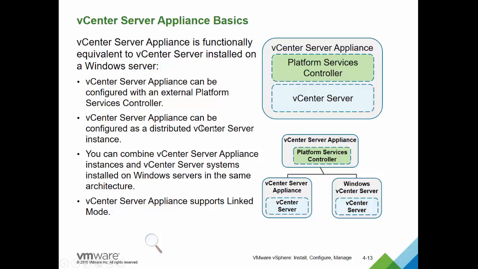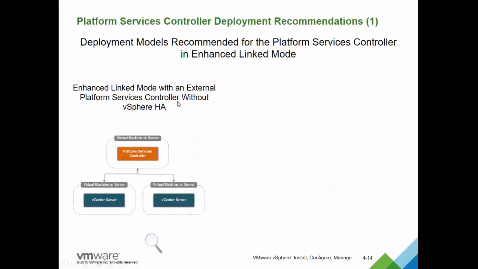So vCenter Server Appliance can be configured as a distributed vCenter Server instance. You can combine vCenter Server Appliance instances and vCenter Servers. So in one branch you installed it as a separate virtual machine, an appliance. In another branch, you've installed the vCenter on top of a Windows operating system. You can connect them through the Platform Services Controller, right? Okay, we can do that.